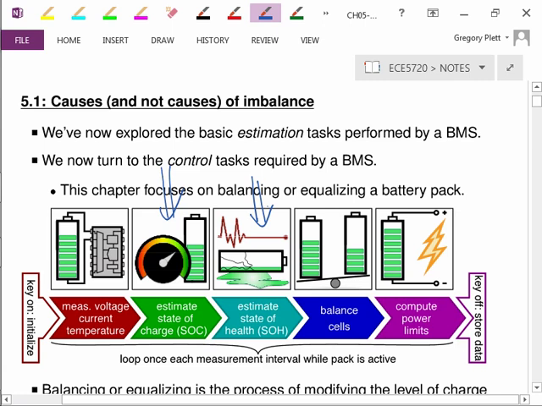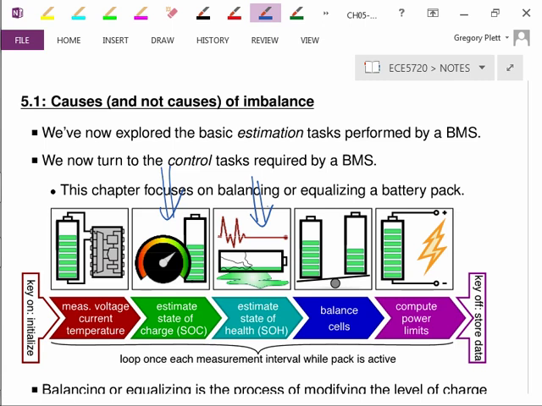In other words, the state of a battery model and the parameters of a battery model. And now we're looking at some of the more control-oriented tasks required by the battery management system. So the first one we look at is the focus of this chapter, which is on balancing or equalizing a battery pack. And then in the remainder of the course, we'll be looking at computing power limits, which is also really a control task more than it is a basic estimation task.